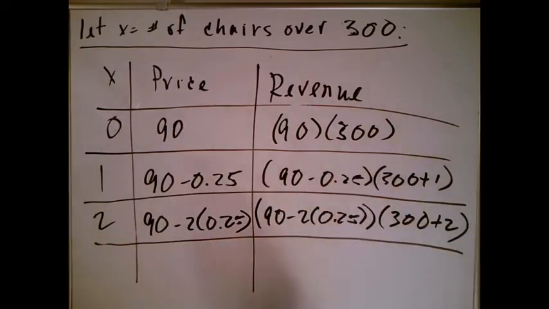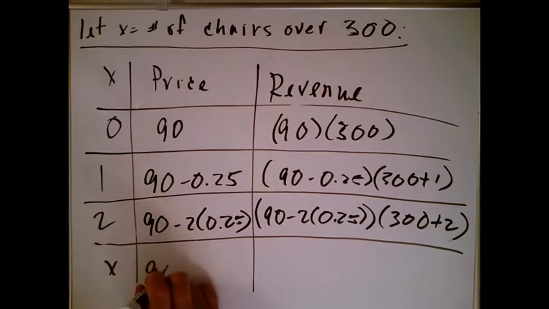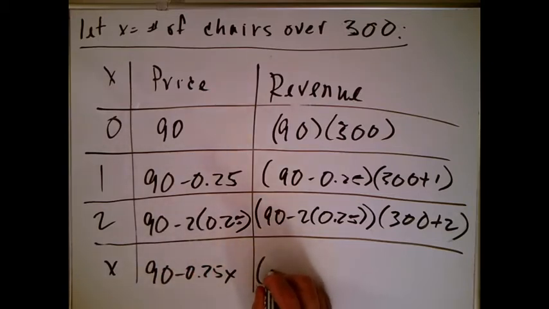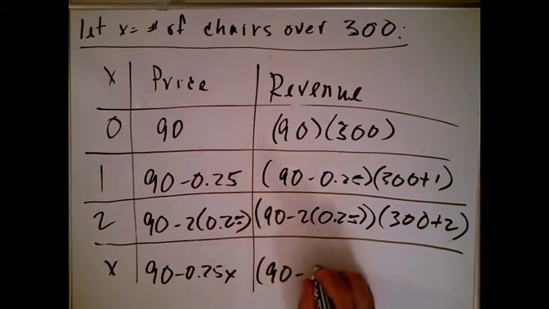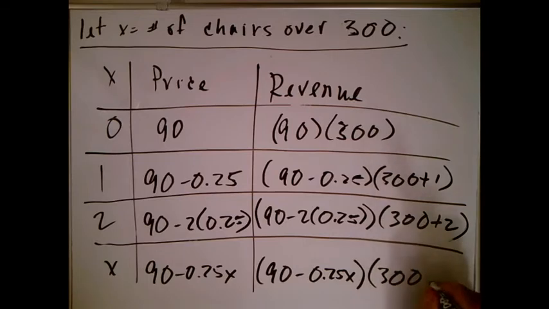If I order 3 chairs, what's going to happen? Well, that 2 is going to turn into a 3. That 2 is going to turn into a 3. That 2 is going to turn into a 3. So what I'm going to do is just put a little x here, and I see the price is going to be 90 minus 0.25x, like that. And the revenue is going to be the price per chair, which is going to be 90 minus 0.25x, times the number of chairs, which is just going to be 300 plus x, like that. And that's going to be our formula.